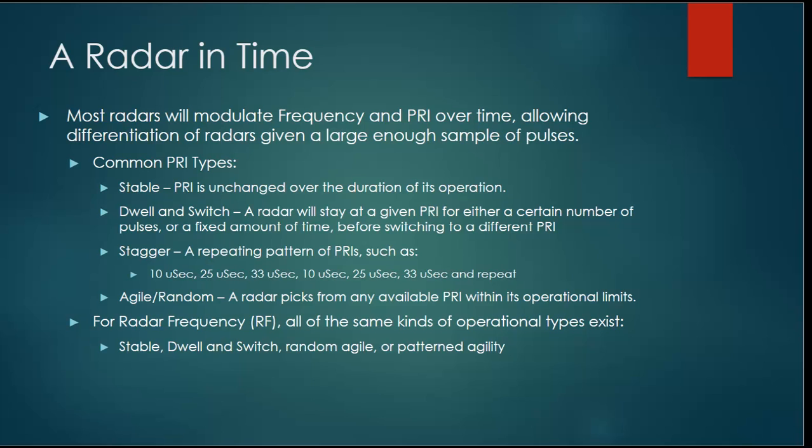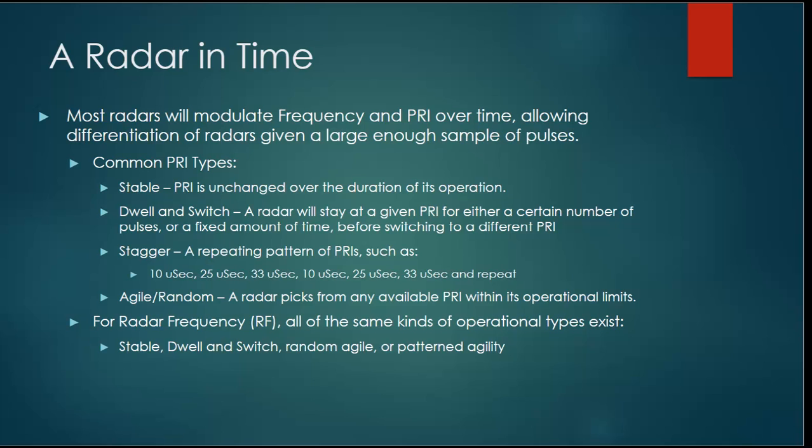A dwell-and-switch, meaning that the radar is changing its PRI every so often, and then a stagger, meaning that it's a repeating pattern of PRIs. So in this case, like saying 10 microseconds, then 25 microseconds, and then 33 microseconds between the leading edges of two pulses, and then repeating that pattern. And then we have agile/random, in which case a radar is just choosing a PRI at random from within its operational limits, and then it's changing that between every pulse.